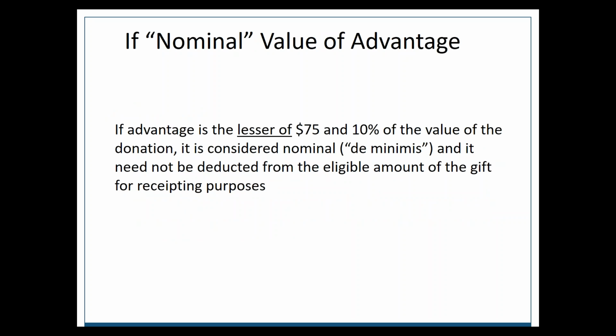Also keep in mind that if there is a small, what could be called nominal or de minimis, amount of advantage, then in some cases you don't actually have to take the advantage into account. It's the lesser of $75 and 10% of the value. So, for example, if someone gives you $1 million, obviously if you give them a $5 pen, you're not going to reduce the $1 million receipt by $5. But if it was greater than $75, let's say you gave them a $300 pen to thank them for their $1 million donation, yes, you would need to reduce the receipt by $300. So, needless to say, you do need to pay attention to what you're giving and the impact that it could have. So it's the lesser of $75 and 10%.